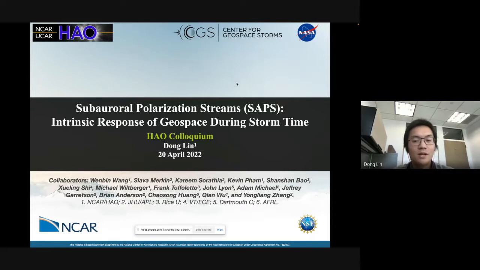What I'm talking about today is also very related to the activities occurring in CGS. So yeah, I'm going to discuss the so-called SAPS, or subauroral polarization streams. Mostly this is with the help of the newly developed MAGE model and also with available observations.